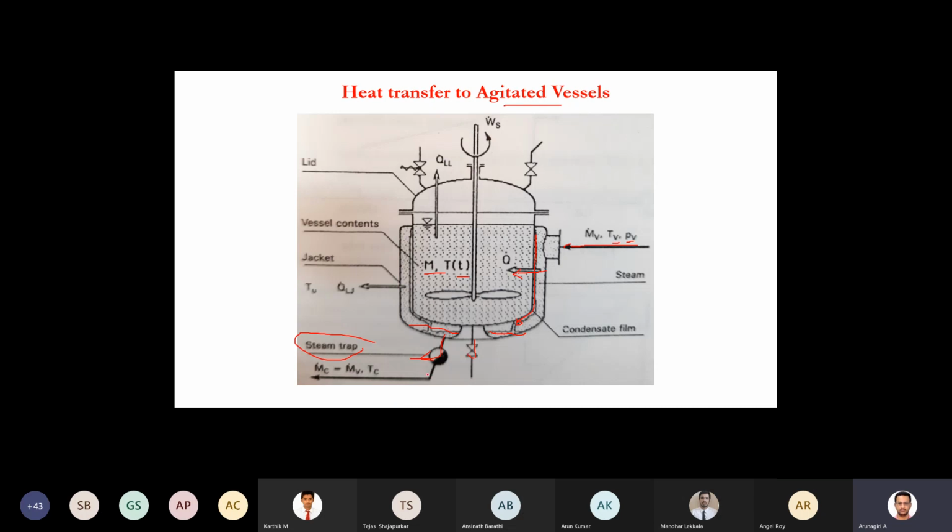You all know that the steam not only has condensable content, it may also have non-condensable gases. The non-condensable gases increase over a period, so we have to remove them. For that we have to provide this steam trap. Then you have to collect the condensate separately. This outlet is normally used to collect the condensate. Okay, this is the jacket arrangement.